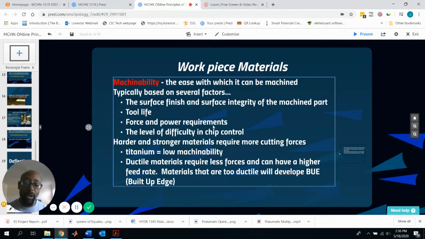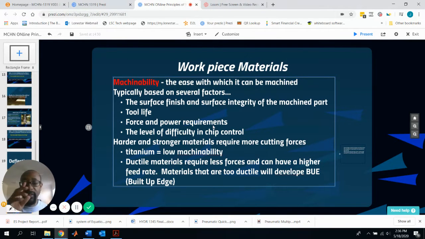Now, of course, harder and stronger materials are going to require more cutting force, because they're harder. And so it takes more force to engage and to cut that material. Examples of materials that are harder, that have a low machinability, would be titanium, because titanium is very hard. Now, ductile materials, of course, will require less force, and they'll have a higher feed rate. So remember, the harder your material, the lower your feed rate is going to be.